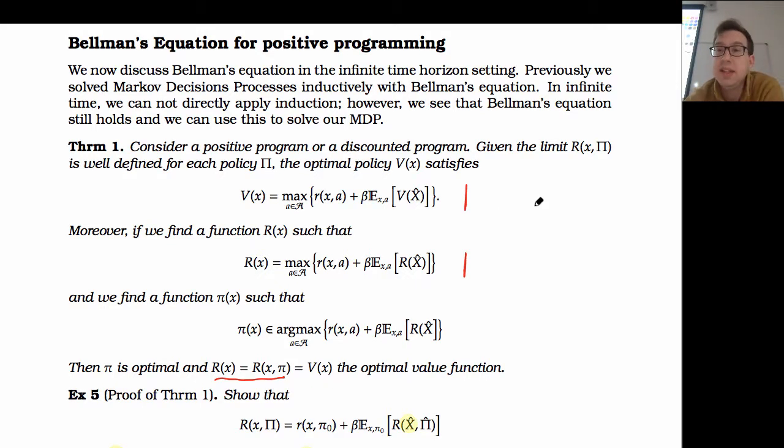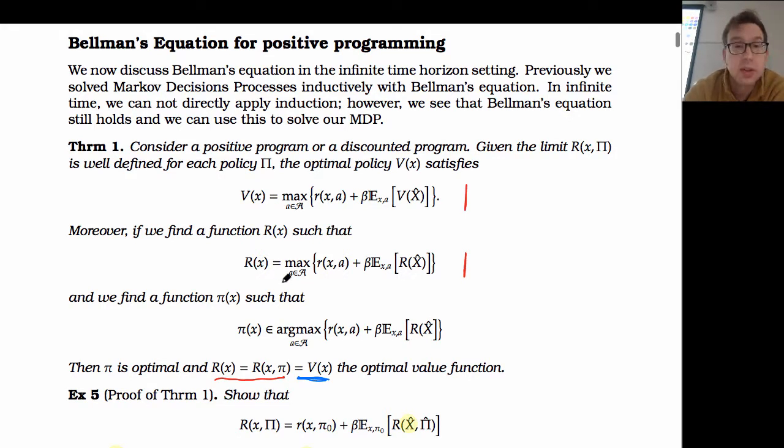But what we didn't get to do, which we need to finish up, is to prove that that reward function is actually the optimal value function, is actually equal to this v. So that's what we're left with doing. So we're going to do that now. Are there any questions on that?